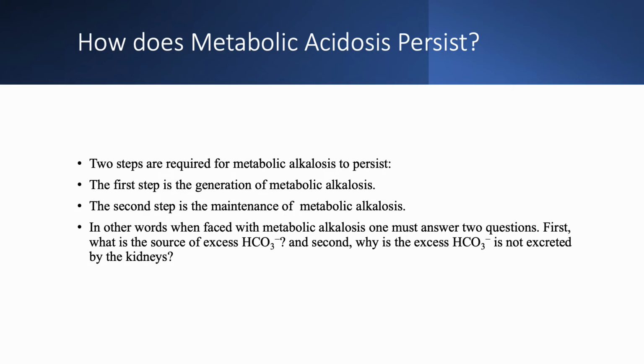How does metabolic alkalosis persist? I said we need two steps. First step, we need generation of metabolic alkalosis. Like I said, for example, vomiting, for example, overdiuresis. This is how it's generated. But normal kidneys will get rid of the bicarbonate. So you need a second step, which is maintenance, maintaining that metabolic alkalosis. So we have to answer two questions. What is the source of the excess bicarbonate, the excess alkali? And the second question is why the kidneys are failing to excrete that excess bicarbonate.